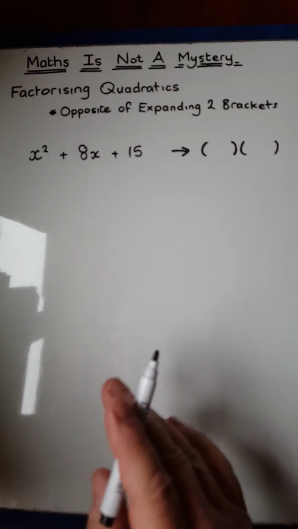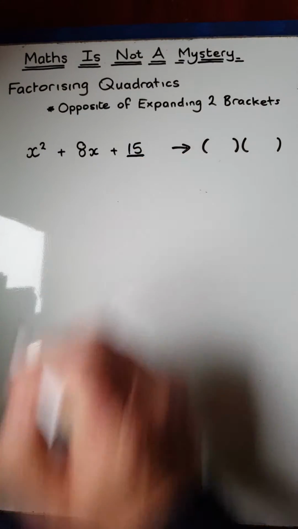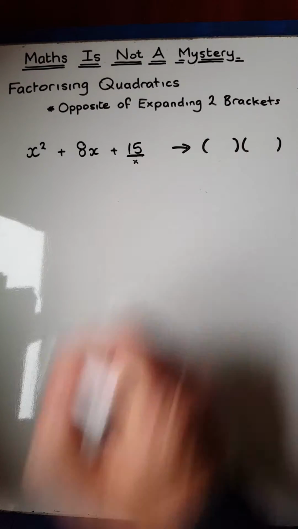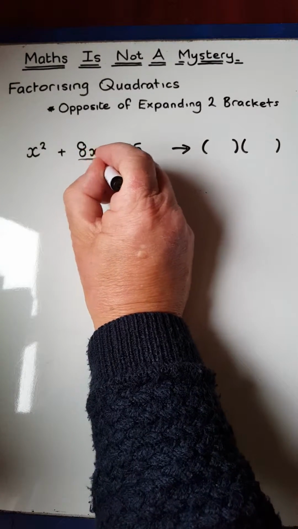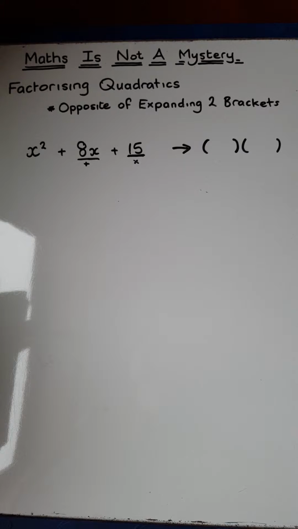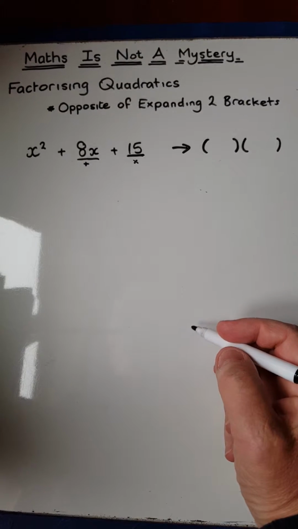Now, what's going to happen here is that you're going to have to do a little puzzle. This one here, the 15 at the end, you're going to have to find two numbers that multiply together to make 15. And those same two numbers must also add up to make 8. Okay, now you probably worked it out already, but let's just do it slowly and check.